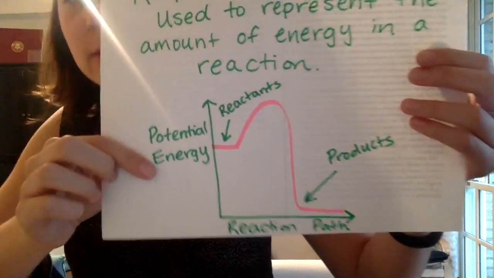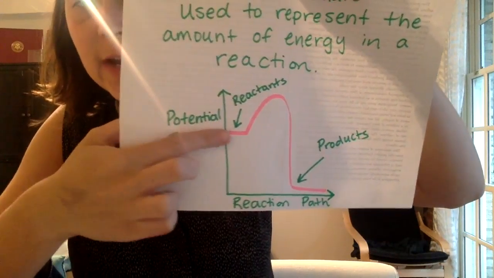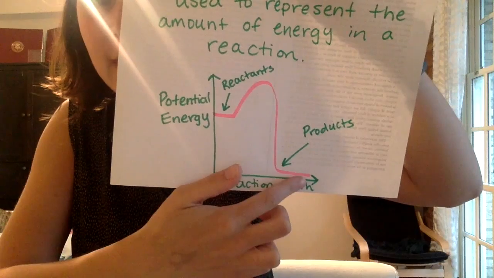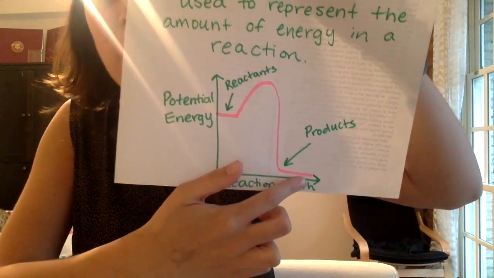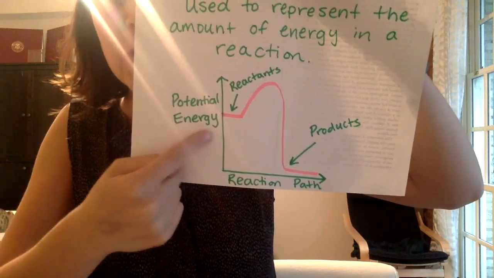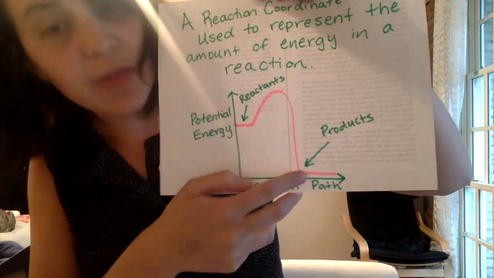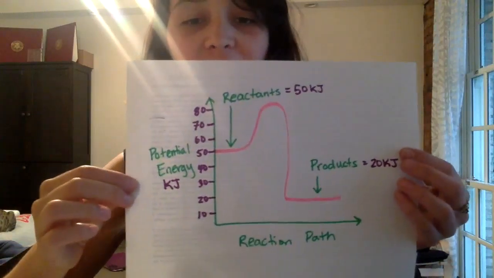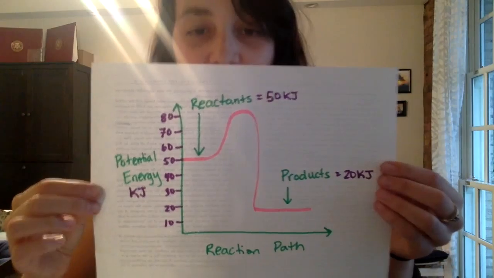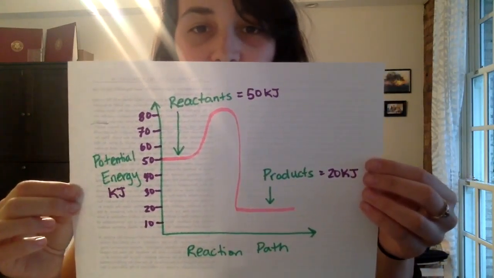Now, if we look here a little bit closer, you can see that I've actually labeled the starting point here as our reactants and the ending point here as our products. This will always be true because with every reaction we're looking at, we're starting with our reactants and we are ending with our products. All right, so now that we know a little bit more about reactions and reaction coordinates, I've drawn for us a more specific reaction coordinate graph.